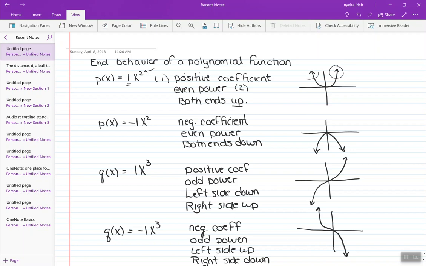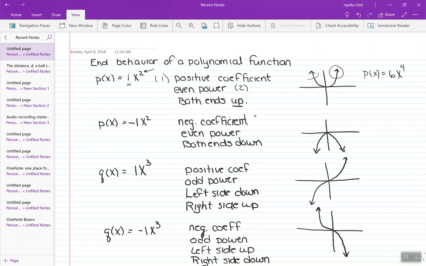So for example, if I have p of x equals 6x to the 4th, same thing's going to happen. It's positive, even powered, both ends are going up. Now the middle part could do crazy stuff, but it's not called what's the middle part of the polynomial function doing. It's called what's the end behavior of the polynomial function doing. We're only interested in what its ends are doing. So both ends go up here. Even power, positive in front.